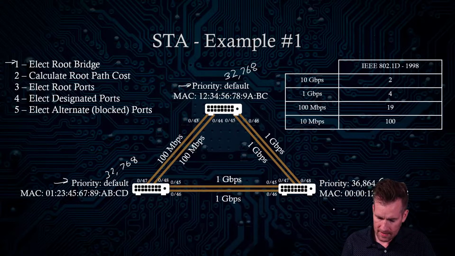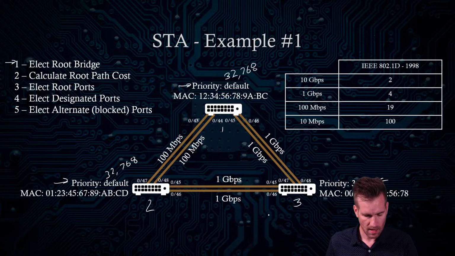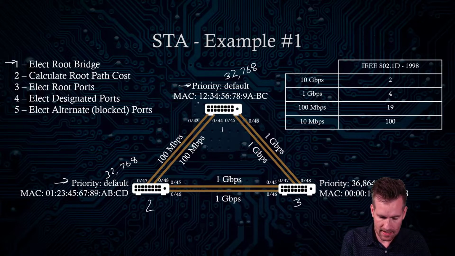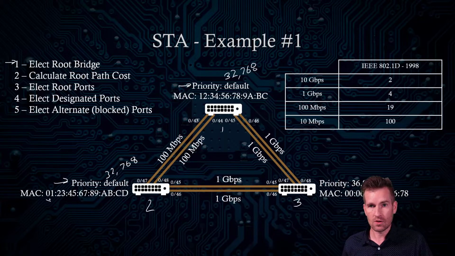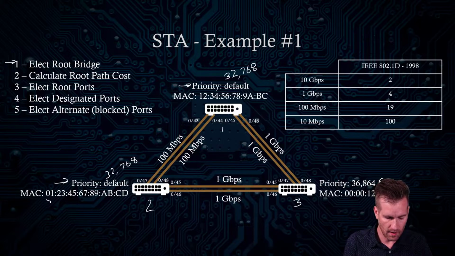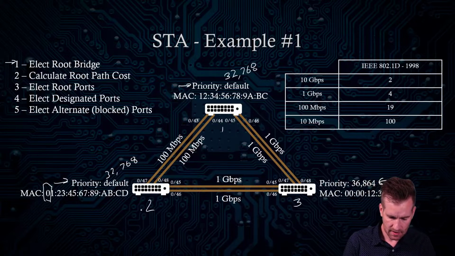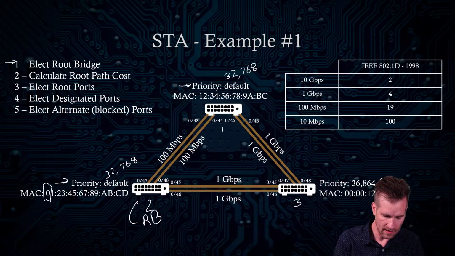So both these defaults are 32,768. So we know that this switch 3 is not going to be a root bridge. It's going to be one of the other two. And we know that the priority is the same on switch 1 and switch 2, so we have to look at the MAC address. And in the MAC address, we start to see that this starts with a 1 versus this other one starts with a 0. So we're going to prefer the one that starts with a 0 because it's a lower number. So therefore, this switch 2 will be the root bridge.